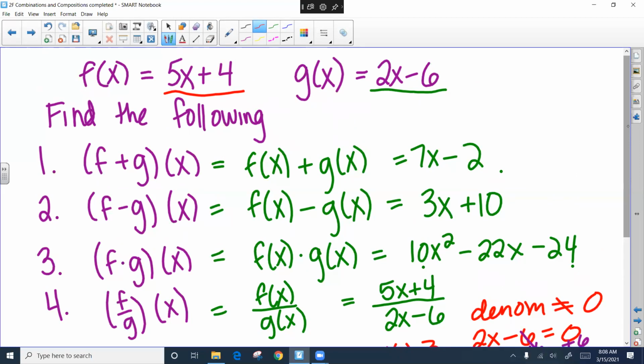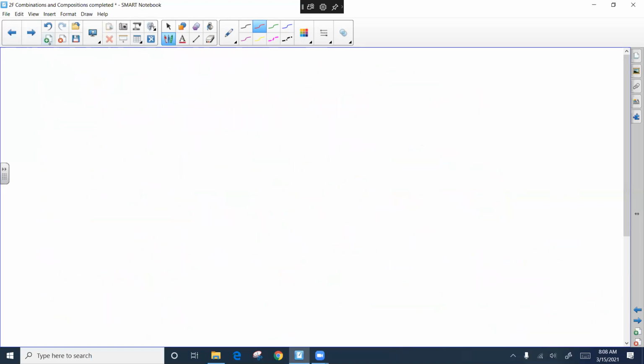So let's look at the second type of way to put two functions together. Here, these are called combinations because we're combining two functions by adding, subtracting, multiplying, or dividing. The other thing we had was composing functions.